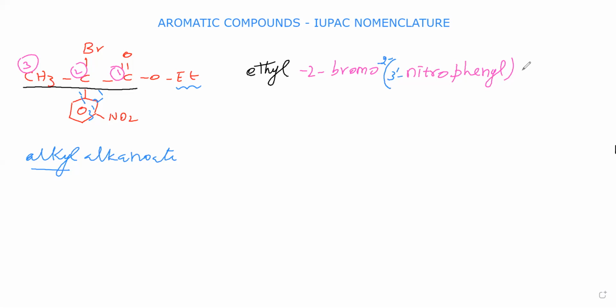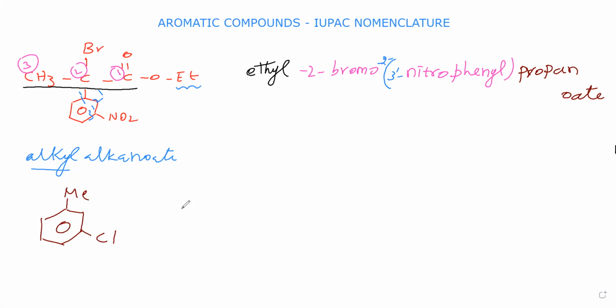In this parent chain, 3 carbon atoms are present, therefore we will say prop. Primary suffix en; in the primary suffix en, the last letter e we have dropped. Then for the ester, the secondary suffix is oate. So ethyl 2-bromo-2-(3'-nitrophenyl)propanoate. Next compound we will take. For this compound, you say the name of this compound.